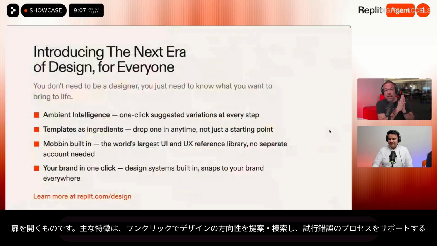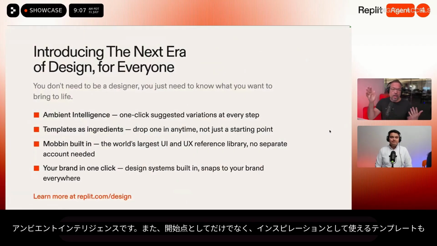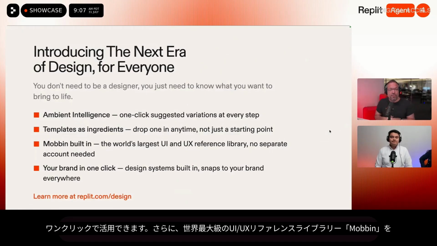So the headlines here are ambient intelligence, which is essentially allowing you to build with one click, where the agent will start suggesting directions for you to take and explore your design, go through the iteration process. We're bringing templates in that you can look and explore with one click. Use those as your starting point, use them as inspiration, take it as you go.